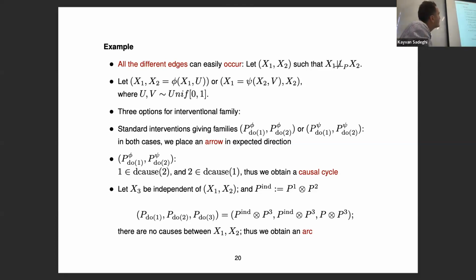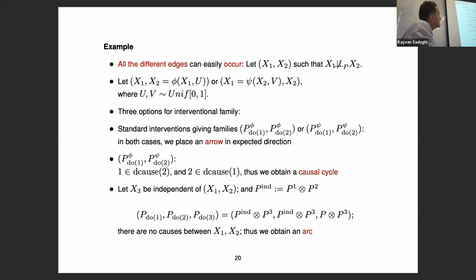Let's say we have only two variables, and there is some P where they're dependent. So this is just some distribution P. So we can generate something like this. We can think of X2 as a function of X1 under very mild assumptions, or X1 as another function of X2, where U and V are, let's say, uniform on 0, 1. Then I can generate different interventional families. So some standard interventions will be just putting the copies of these for phi. So this is one distribution, this is the other distribution, or use this psi to do that.